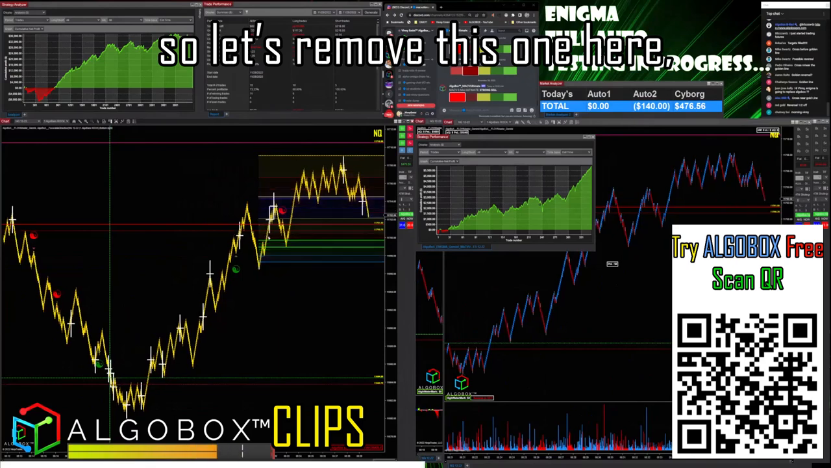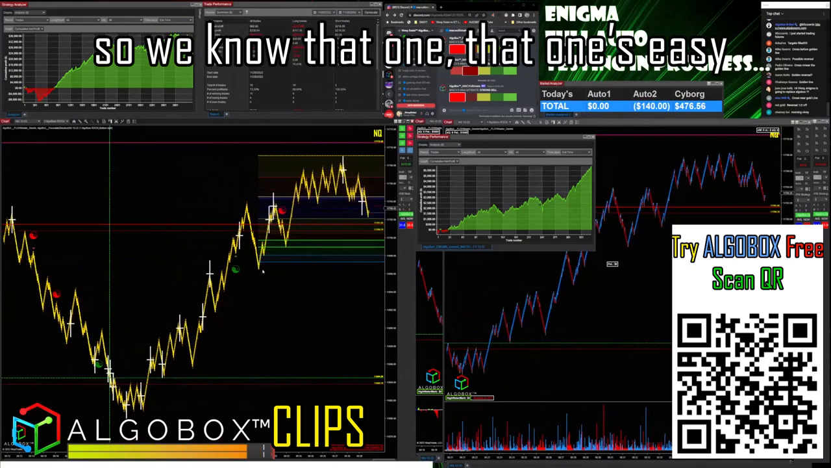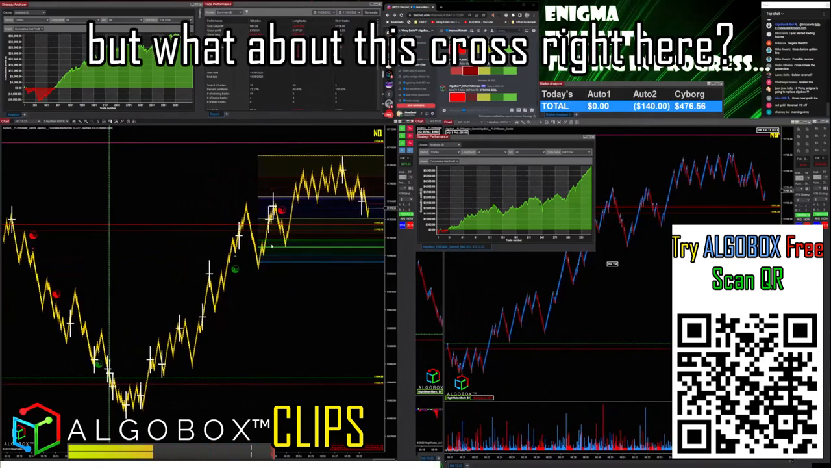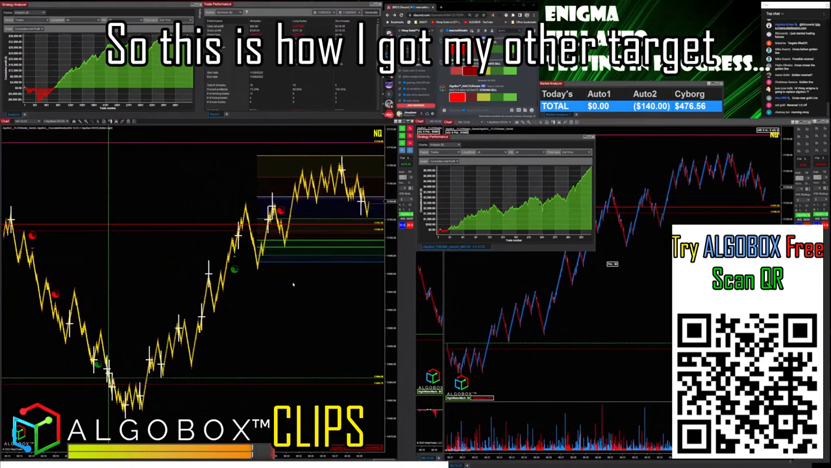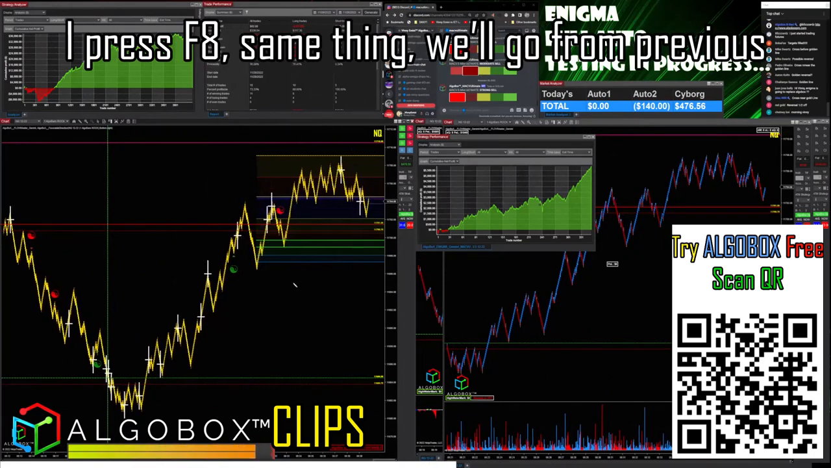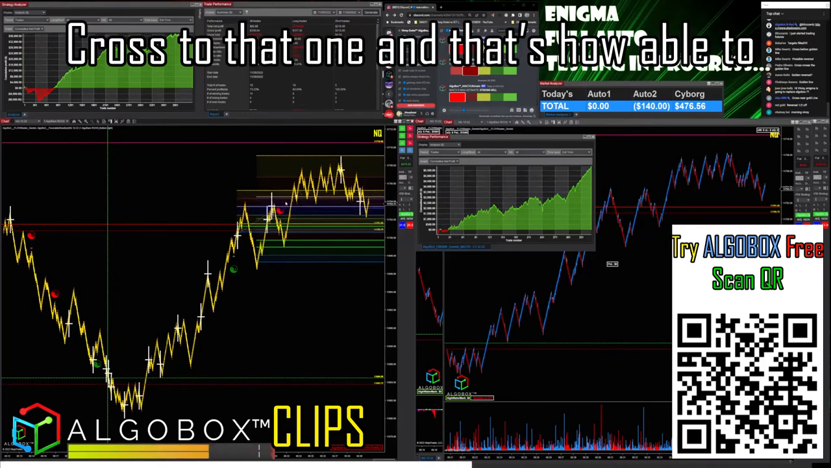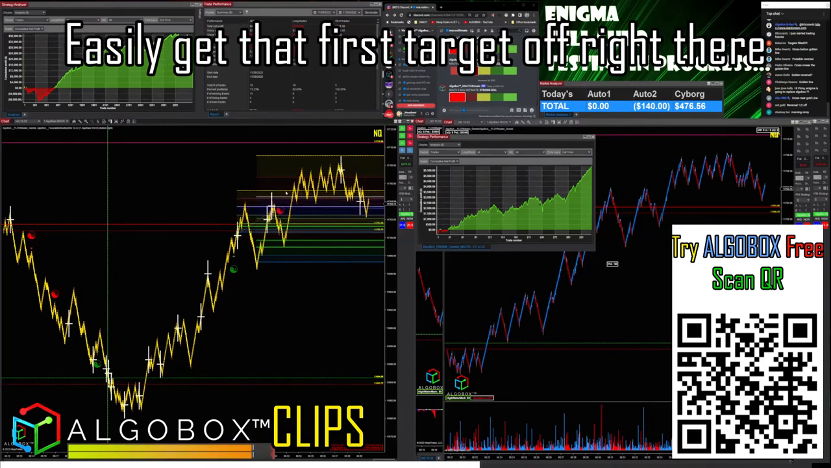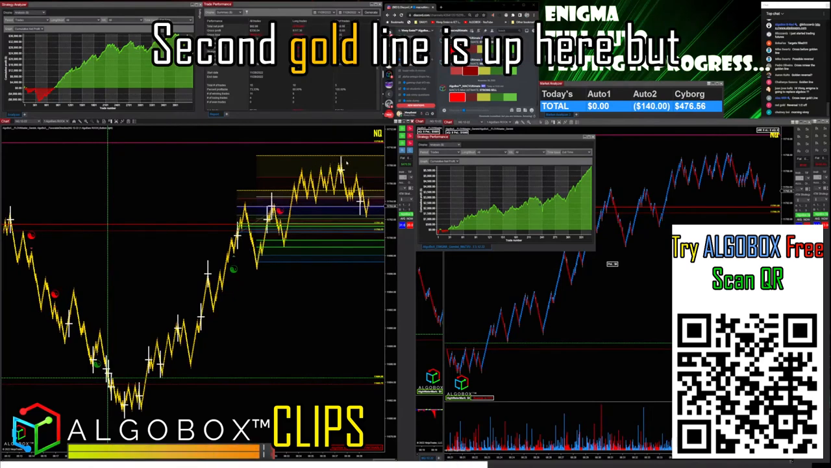So let's remove this one here. So we know that one. That one's easy because that's pivot to center. But what about this cross right here? So this is how I got my other target. I pressed F8, same thing. We'll go from the previous cross to that one, and that's how I was able to easily get that first target off right there at this gold line. Second gold line is up here.